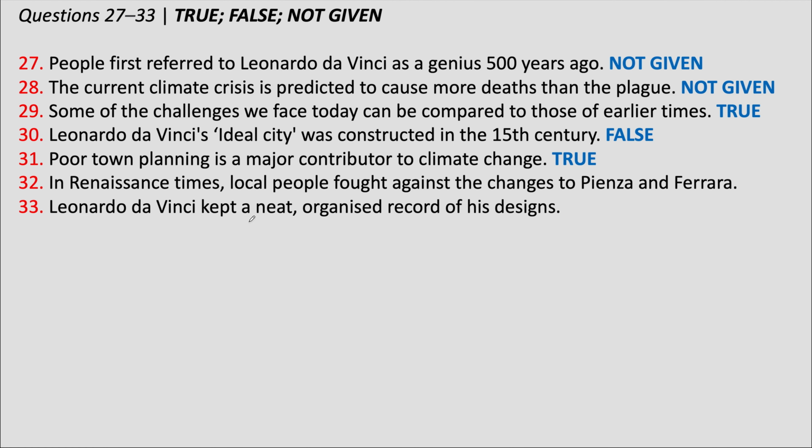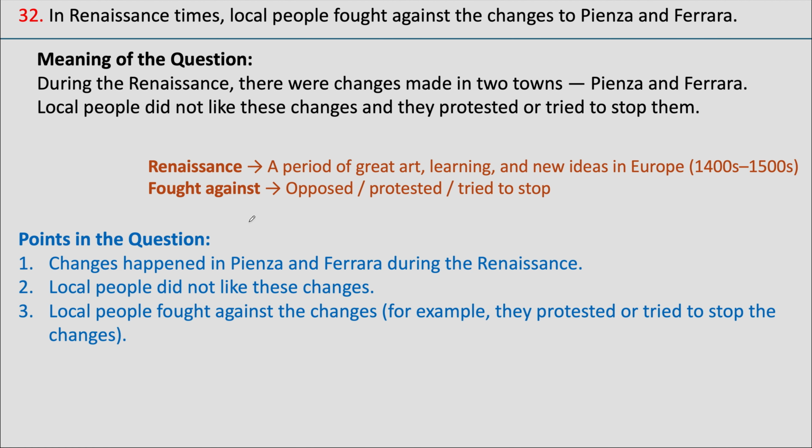Moving on to question 32. In Renaissance times, local people fought against the changes to Piacenza and Ferrara. Piacenza and Ferrara are places. During this time, there were some changes here, and the people who lived here fought against these changes or opposed these changes in some way. So maybe they protested against them or they tried to stop them in some way.